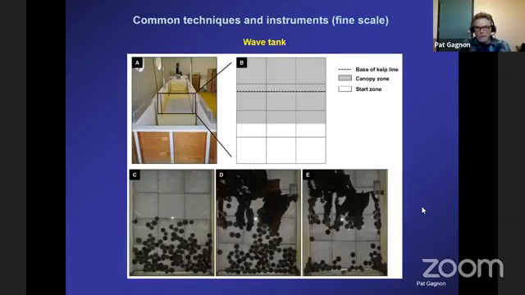Sometimes we have to do stuff in the lab. It's not only about measuring what's in the ocean. Sometimes it's not really possible to do things in the ocean the way we want to do them. So what you see here is a wave tank that basically recreates the back and forth water motion in shallow coastal areas.